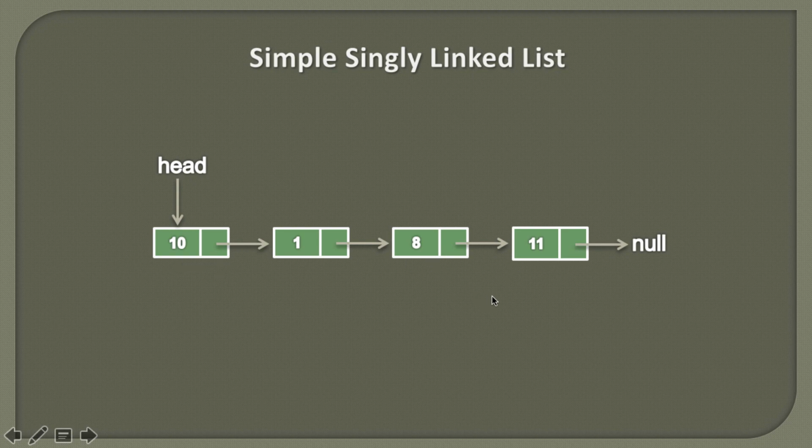And you can also see the last node whose next always points to null because it signifies that it is the end of the list. We also discussed that a node has two properties. One is the data property and one is the reference to the next node in the list. So friends, let's see a demo of how to create this singly linked list having the data as 10, 1, 8 and 11.